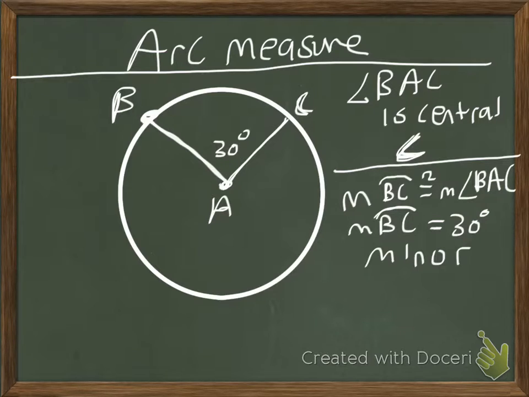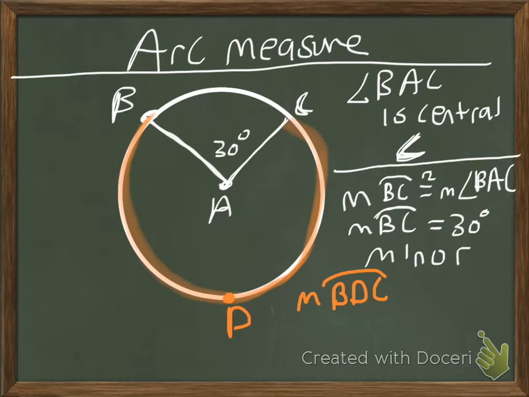Let's say I'm going to put another point on here. Now let's say I'm going to put point D all the way over here. And I want the measure of arc BDC. So that's saying go from B towards D through D up to C.